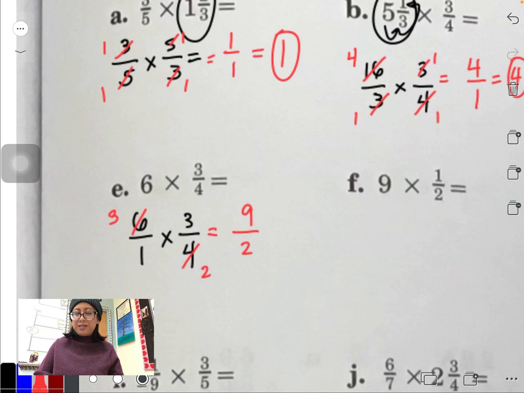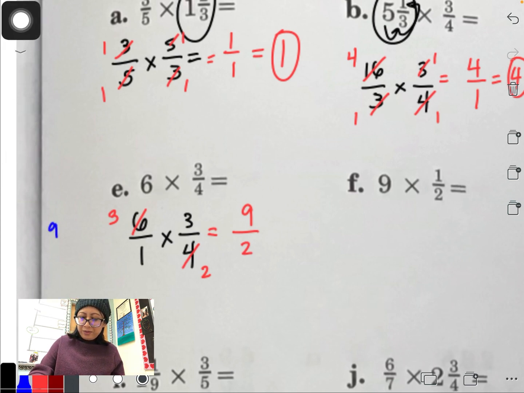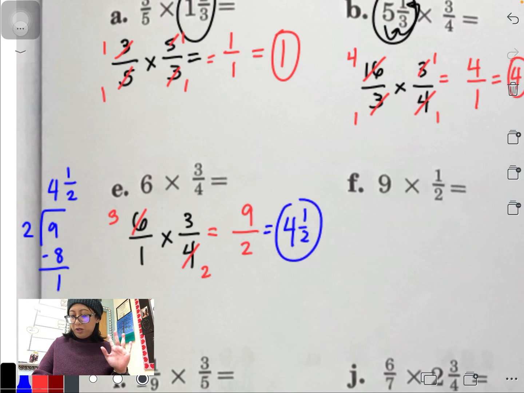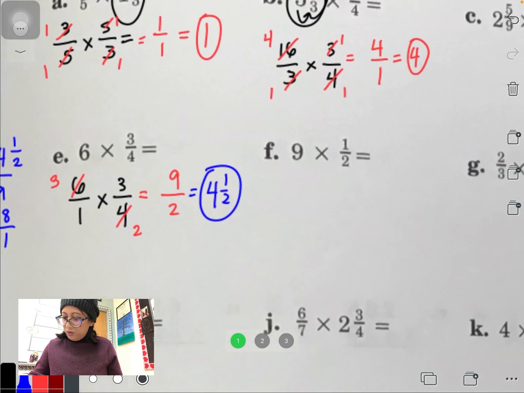I need to change this because that's an improper fraction. So on the side or on scratch paper, I'm going to do 9 divided by 2, which is 4. 4 times 2 is 8. 9 take away 8 is 1. So my answer is now 4 1/2, and that's totally okay. It's a mixed number. That's fine. Let's do one more. Let's do F.